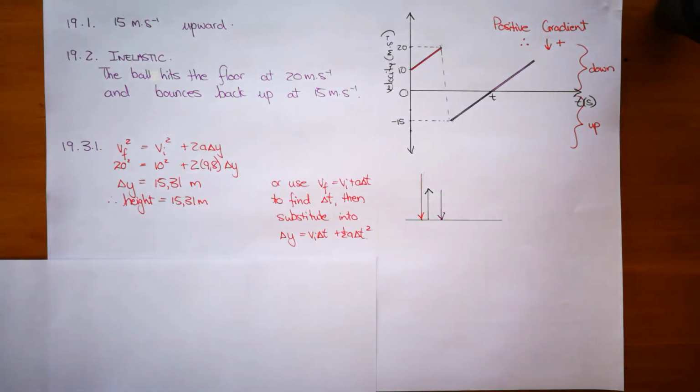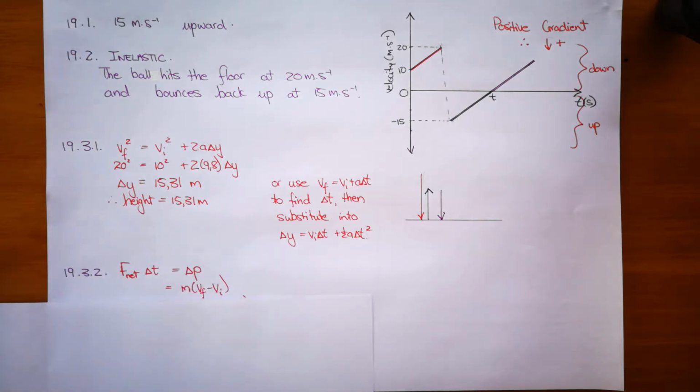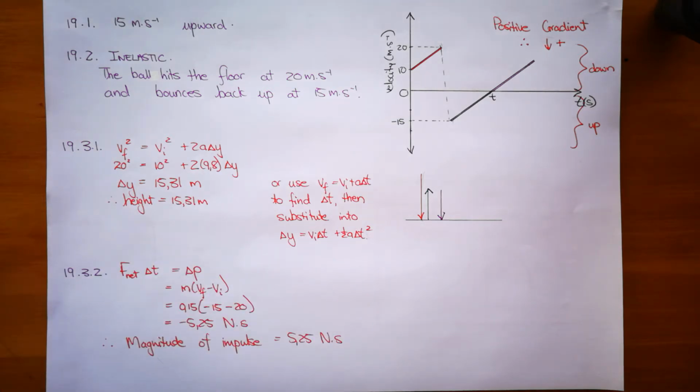There are other equations that are available to be used for this as well, but I'm not going to go into all of those. In 19.3.2, calculate the magnitude of the impulse imparted by the floor on the ball. So the floor is exerting a force on the ball in order to make it bounce upwards.